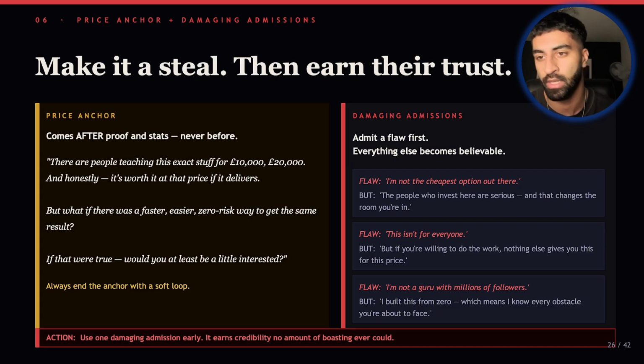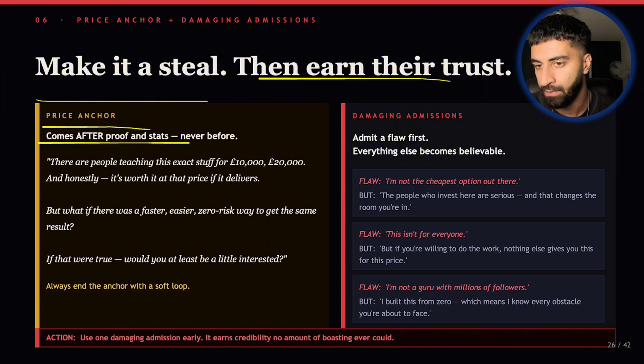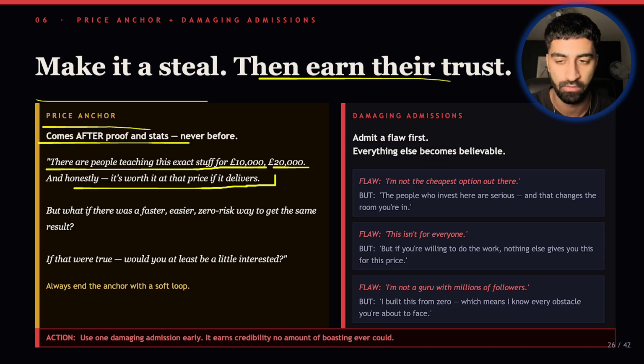So this is what we're going to do. Make it a steal, and even then earn their trust. So you want to price anchor here and say, compared to others, there are people teaching this exact stuff for 10,000, 20,000, and honestly, it's worth it at the price if it delivers, right? So 10,000, you plant that number in their head, so when you say your number, it looks small.